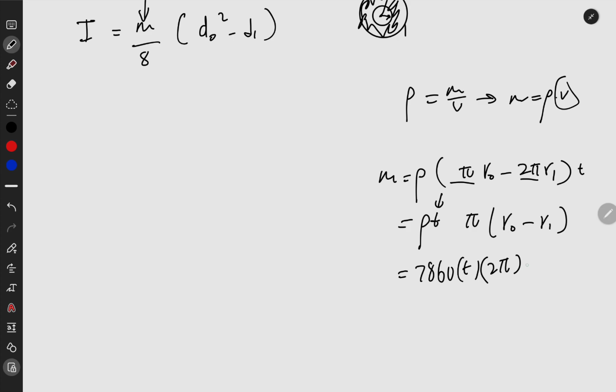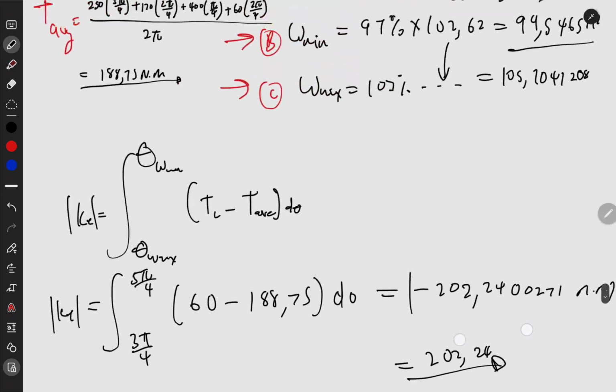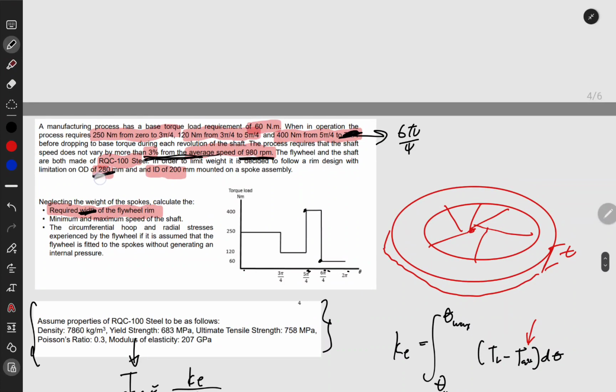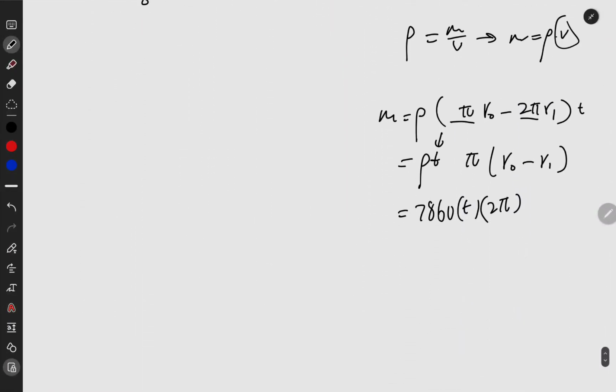And then r naught, we know r naught. They give us the outer diameter and inner diameter here. It's 280 and 200. If I'm changing it, that's millimeters, I have to write in meters. So it's going to be 0.28 over 2 minus 0.2 over 2, because these are radiuses. Then here I'll get my m in terms of t.